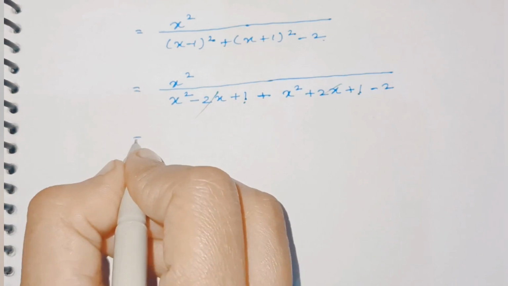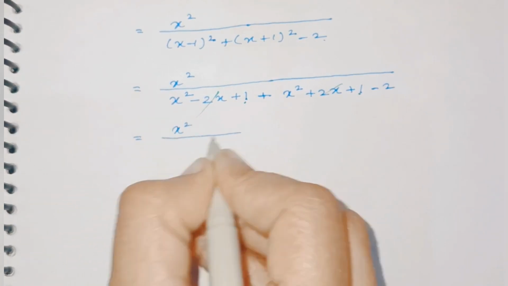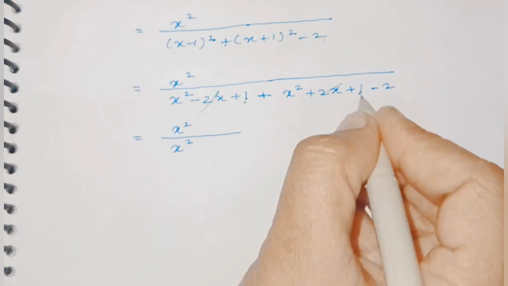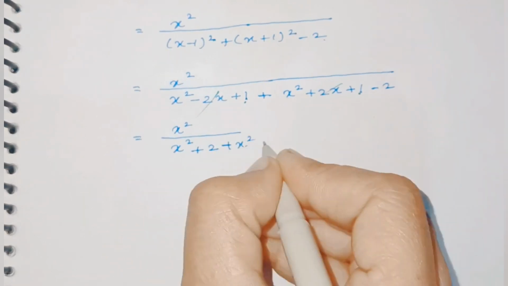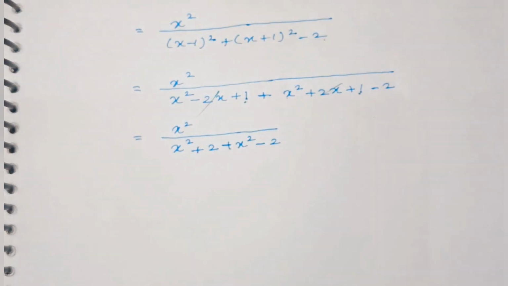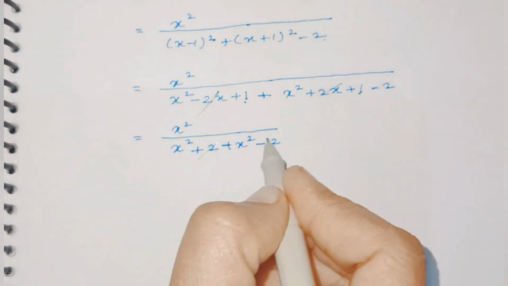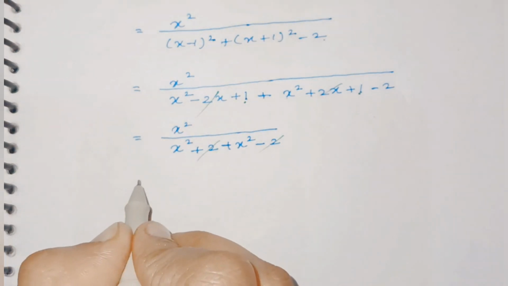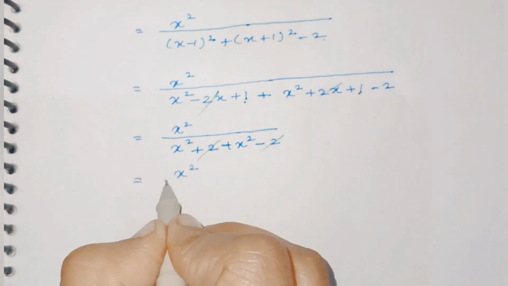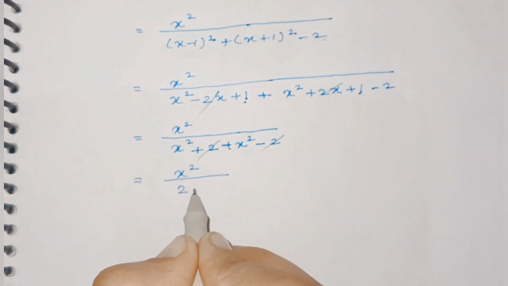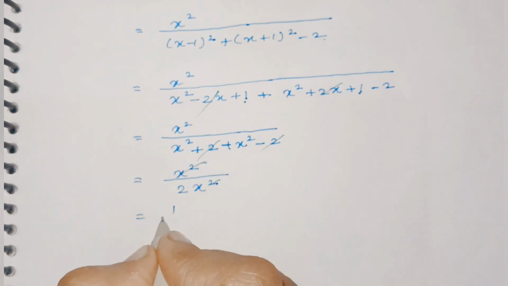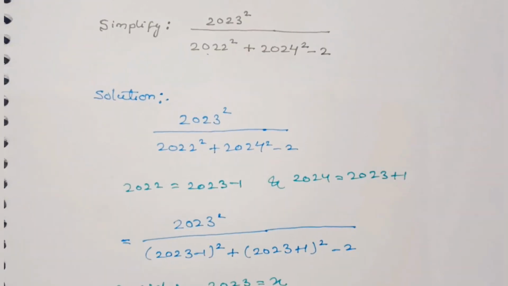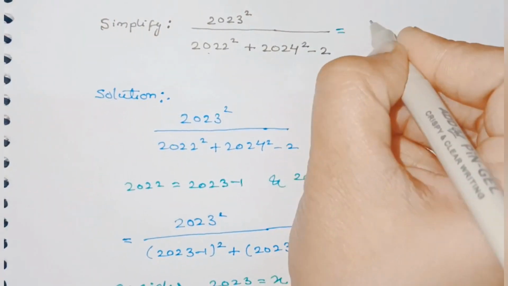So we'll write in next step x square upon x square plus 2 plus x square minus 2. Again plus 2 minus 2 gets cancelled. So remaining terms are x square upon x square plus x square, which will become 2 times x square. x square gets cancelled. Finally, we get 1 upon 2. Let's write our final answer. It is half.